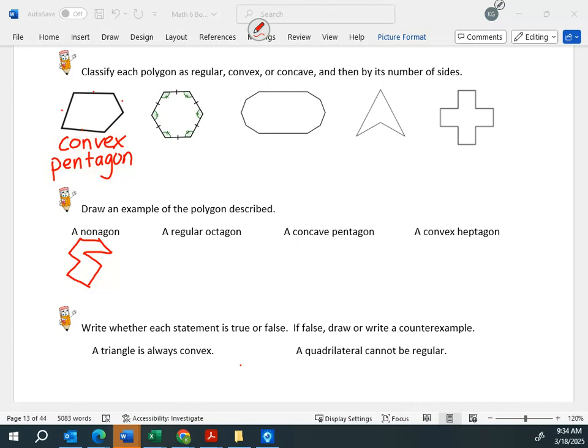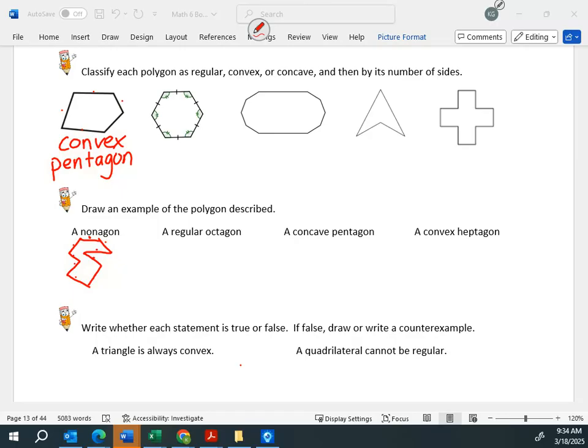So I was counting it out as I was drawing to make sure I had 1, 2, 3, 4, 5, 6, 7, 8, 9 sides. On the test, you're going to have to draw polygons. Your responsibility to make sure you have the correct number of sides. All sides are touching, there's no open spaces, and there's no curved lines.